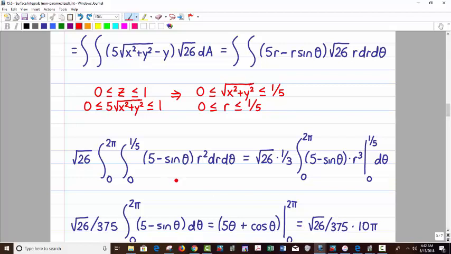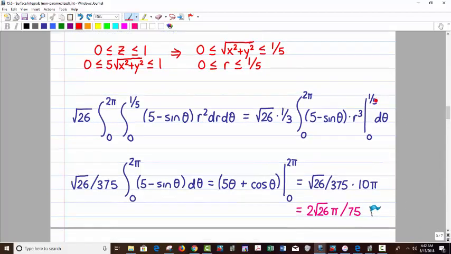So what I do here, looks like I'll put my square root of 26 out there. Now this, I factor an r out of here and then combined it with that r to make it r squared. So the 5 minus sine theta will just sit here while I integrate r squared, which will be 1/3 r cubed. Plug in 1/5, plug in 0. So you can do the arithmetic on that, you just end up with 375 on the bottom of that fraction on the outside. Well, you don't have to put it on the outside, but I would.